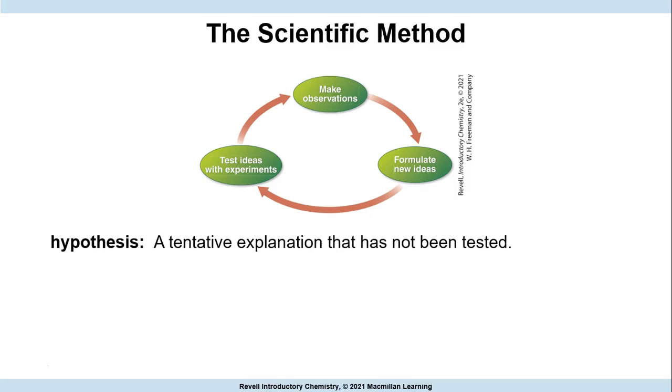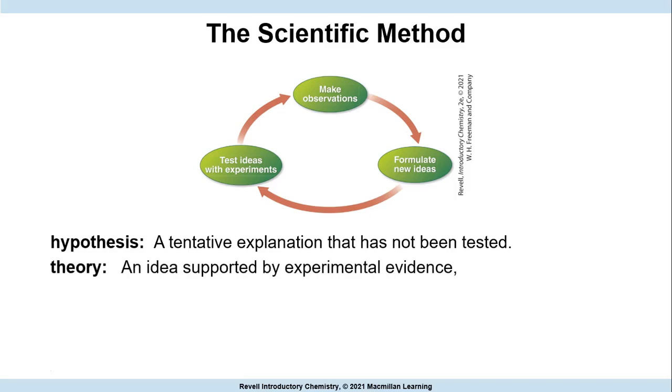Now, let's look at a hypothesis. When you have an observation, you have to state a hypothesis. And what is a hypothesis? A hypothesis is a tentative explanation that has not been tested. Now, what is a theory? A theory is an idea supported by experimental evidence. So if you have an observation and you state a hypothesis, and with the hypothesis an experiment is carried out and it is found to be true, that then becomes a theory.